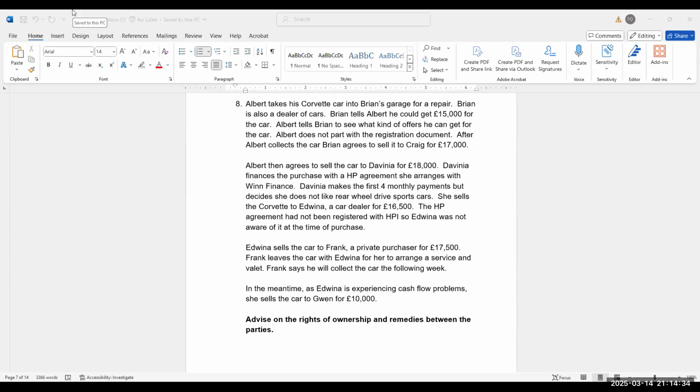You want to think, is this a consumer contract, in which case the CRA applies, or is it a B2B contract or a C2B contract, in which case the SGA applies, and then you want to apply the remedies. One thing you might want to note is that the remedies for consumers are more robust, higher level remedies. They get more protection. So you want to clarify that when you're answering that question.